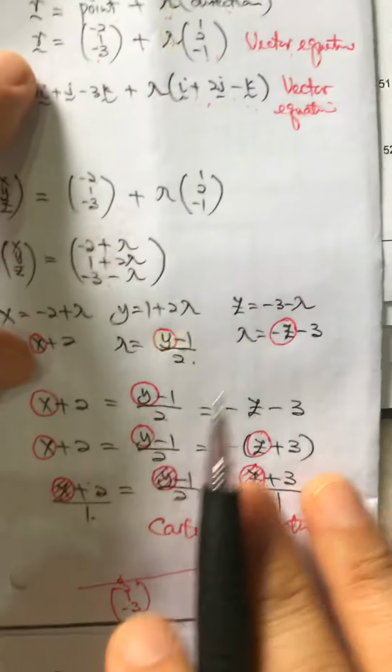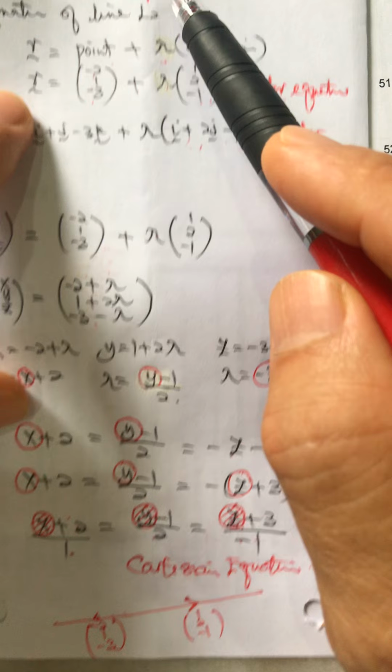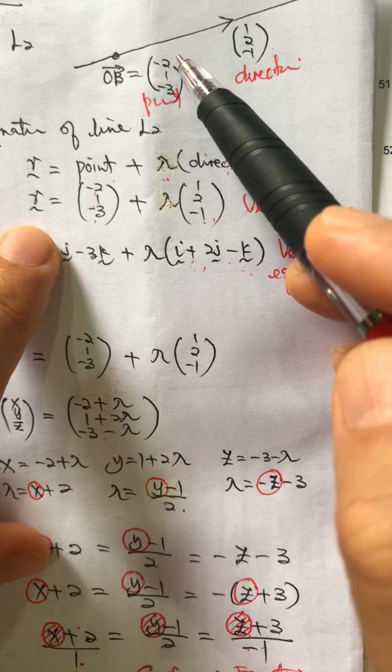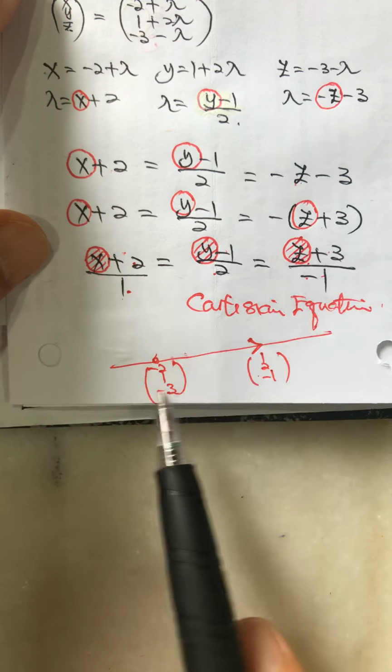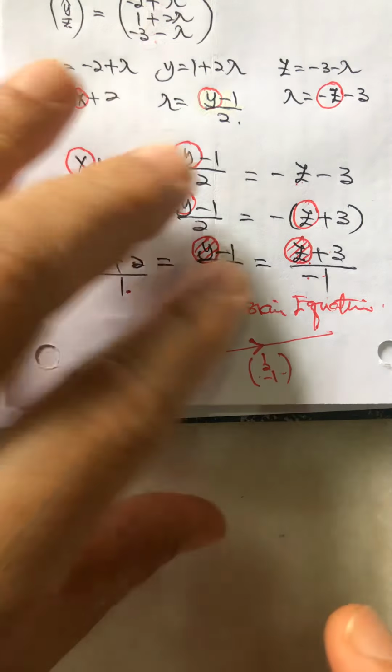You see, correct or not? You check and see whether it's correct or not. Given negative 2, 1, negative 3, the direction is 1, 2, negative 1. There you see, same or not? It's exactly the same. Okay, so this is for B.